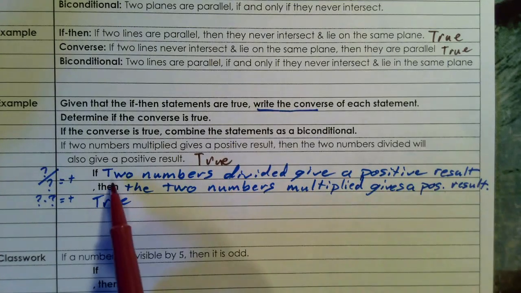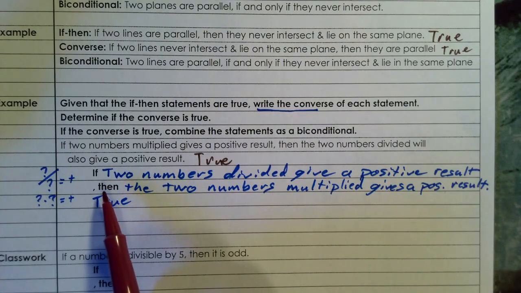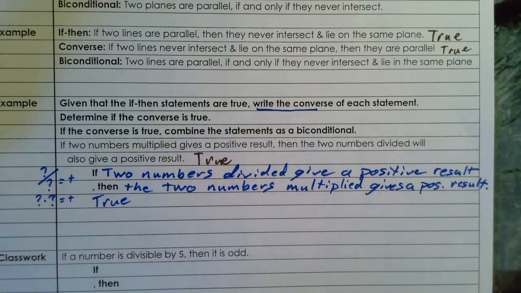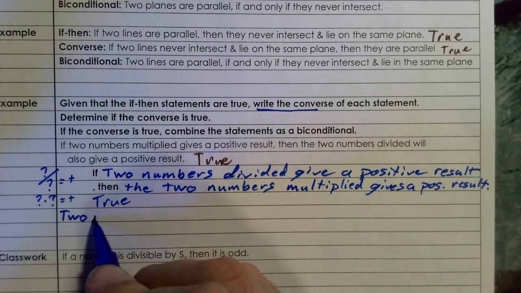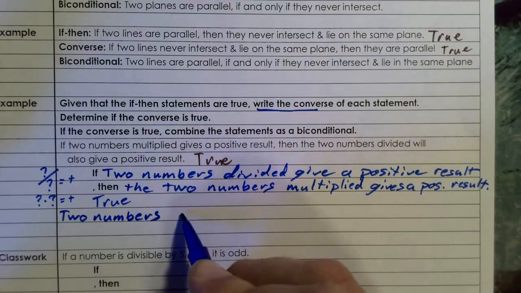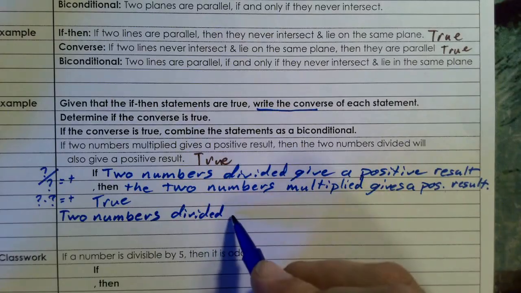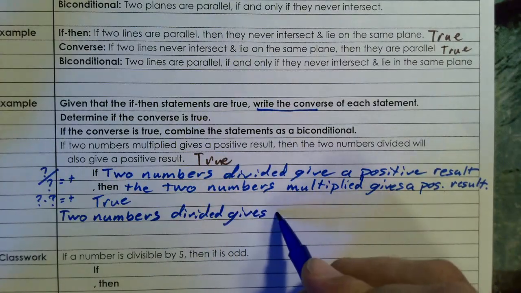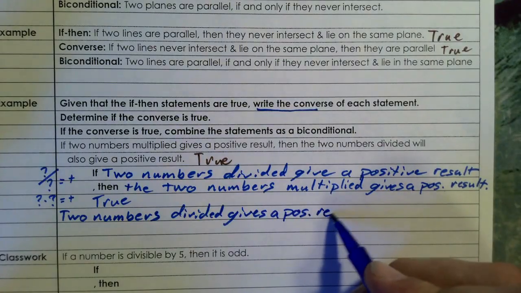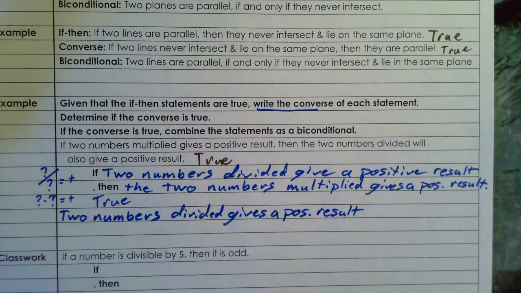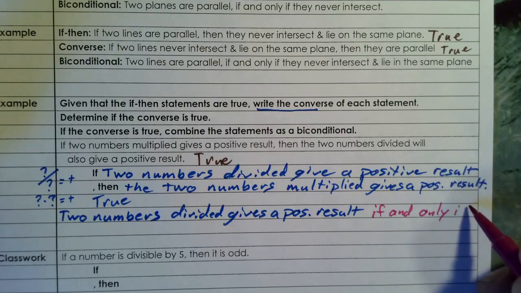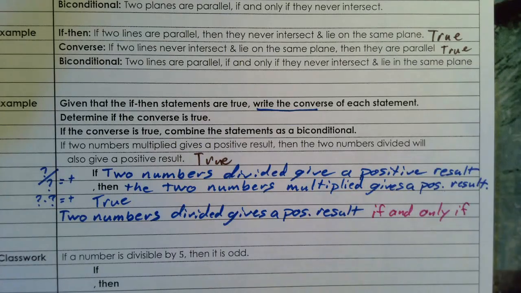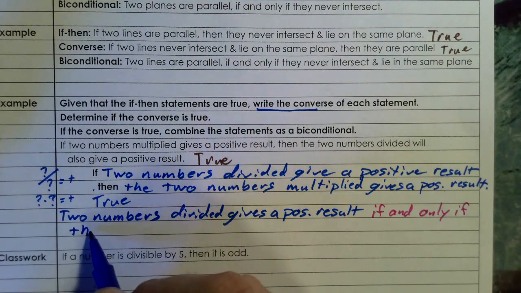Since those were both true, we can now write our biconditional. Our biconditional is just going to swap this then, and instead of that then, we're going to write if and only if. But unfortunately, that means we've got to write all that again. Okay, here we go. Two numbers divided give a positive result. I'm going to abbreviate a little bit. Then we put our if and only if. So that is telling us that we have a biconditional here instead of a regular conditional. If and only if, the two numbers multiplied gives a positive result.